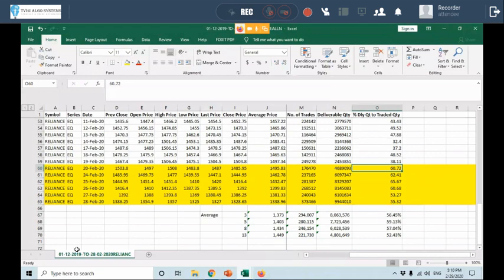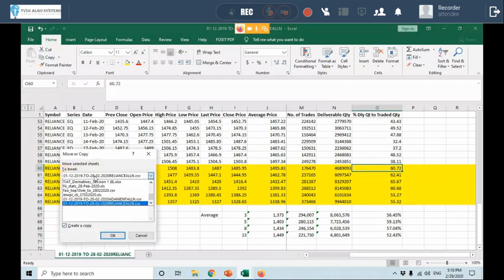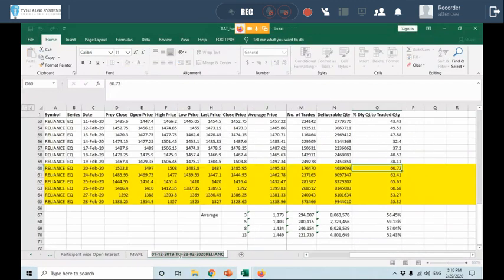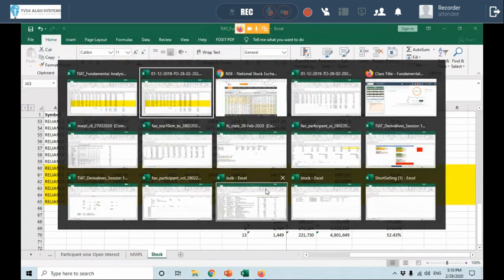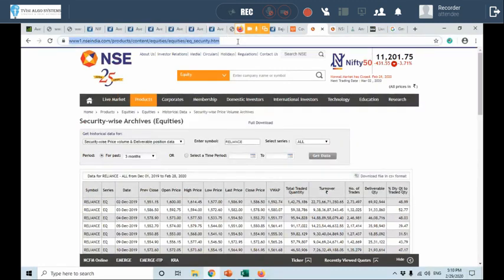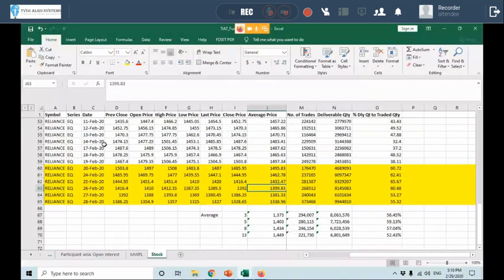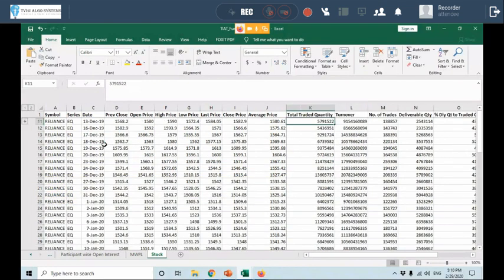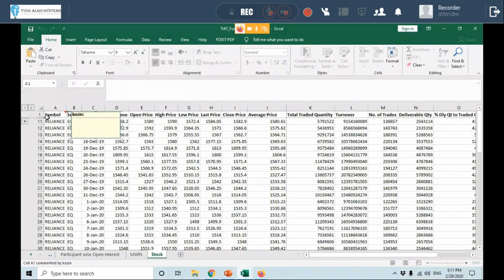Okay, so I am again pasting this data in the fundamental analysis part, stocks. I'll paste the link also so that you can also have it. Here is the link. I'm pasting the link in the Excel file.